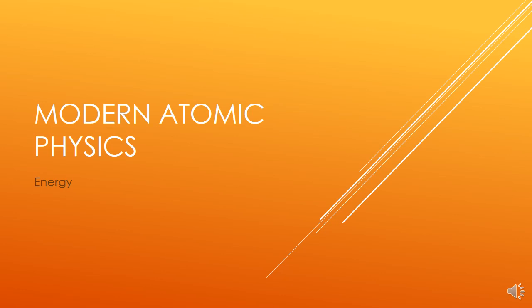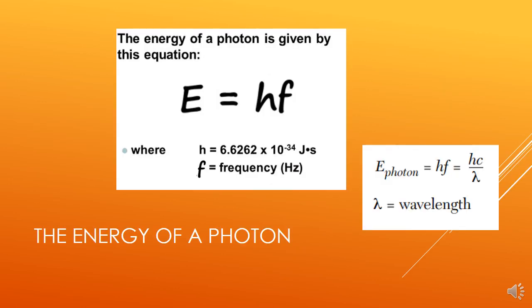Okay, this PowerPoint is continuing our discussion about modern atomic physics, and we're going to talk about photons and energy associated with photons. So, the energy of a photon, a single photon, can be represented as E is equal to hf. E is the energy in joules. h is Planck's constant, 6.6 times 10 to the negative 34, and f is the frequency in hertz.